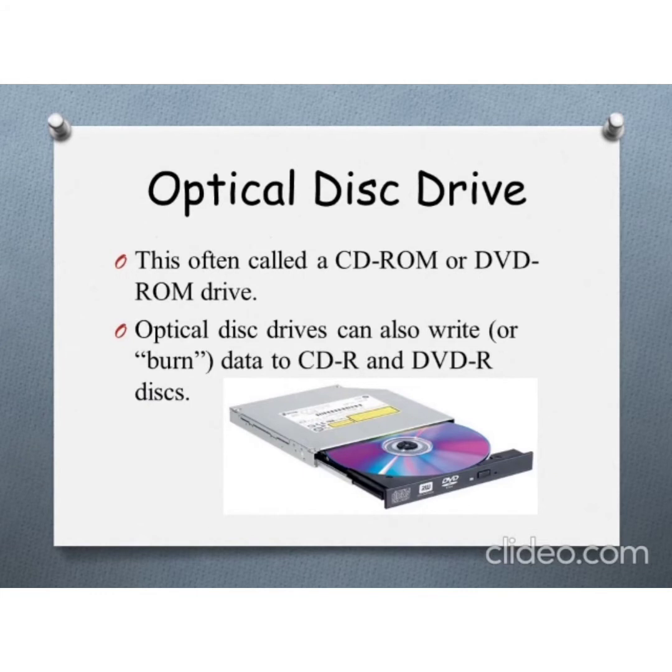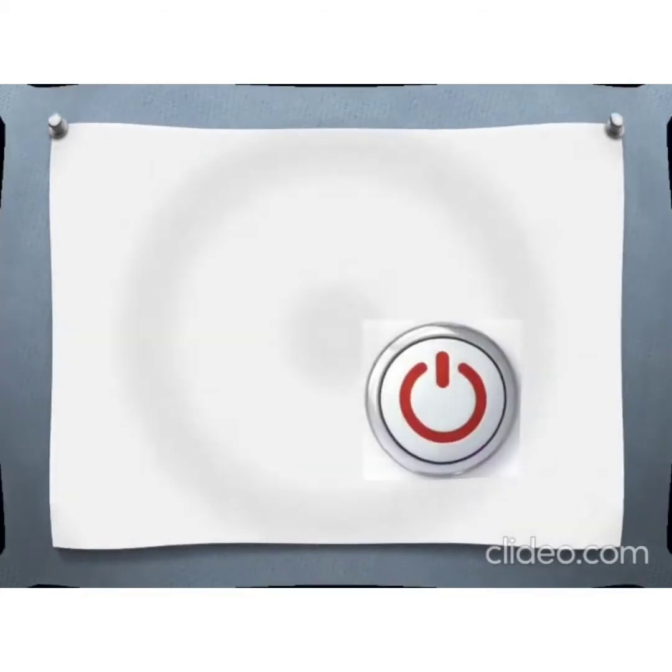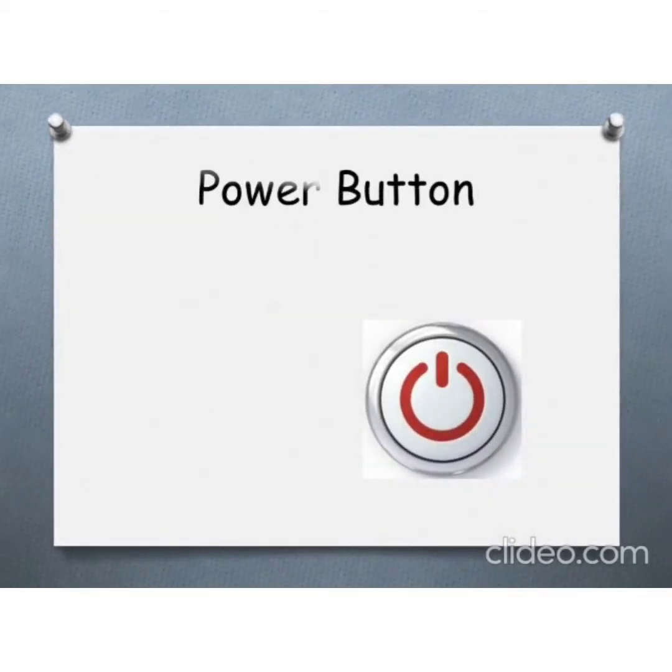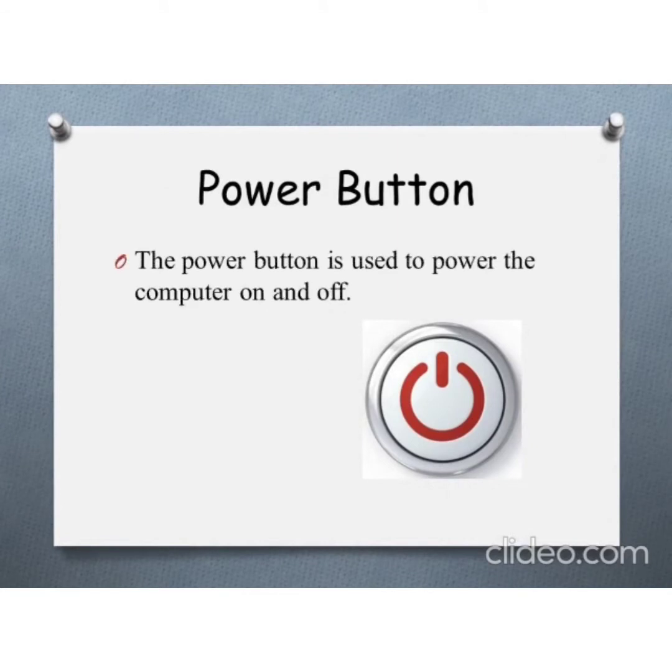Optical disk drive, in which you put your DVD. This is often called a CD-ROM or DVD-ROM drive. Optical disk drives can also write or burn data to CD-R and DVD-R disks. Power button. The power button is used to power the computer on and off.